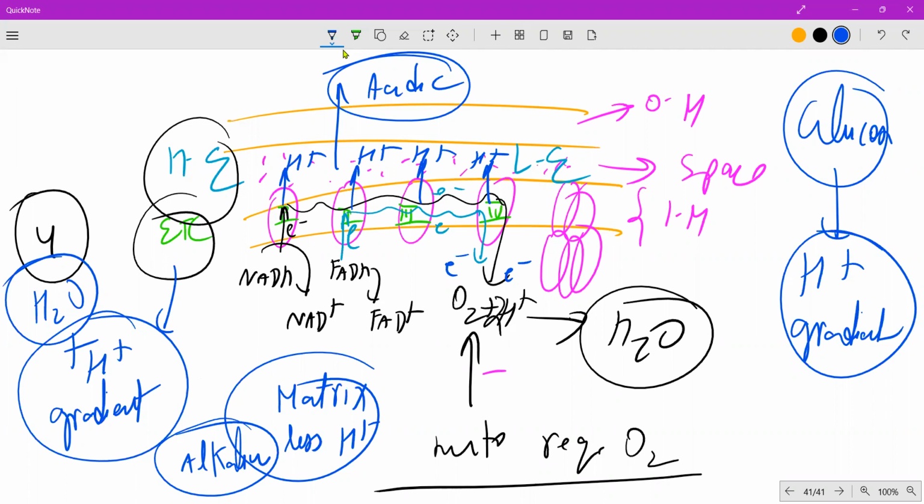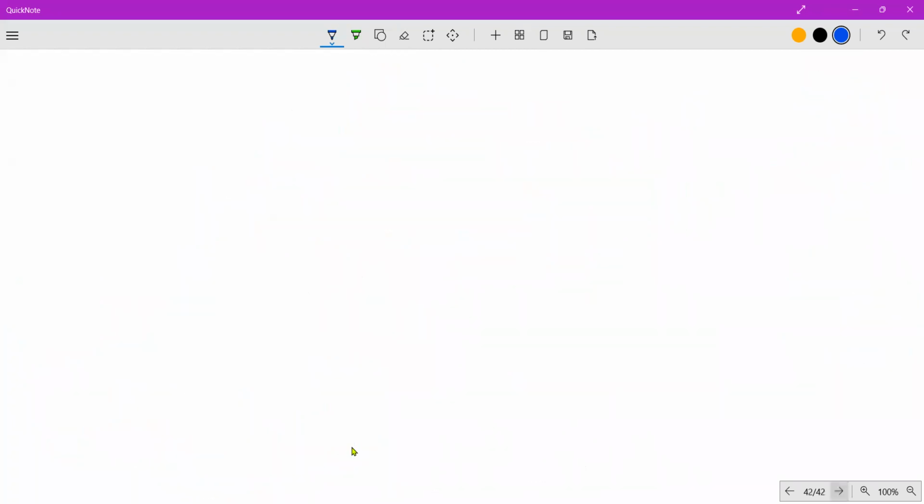So this is the end result of the electron transport chain. And finally, the energy of glucose has been converted into a proton gradient. Done. Now what do we do with the gradient? Let us see the fifth part now. We know after ETC, what do we have? Oxidative phosphorylation.